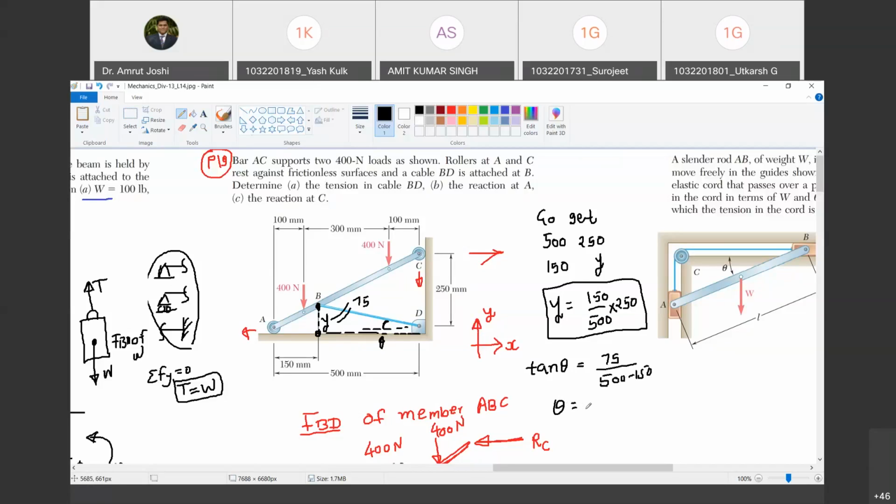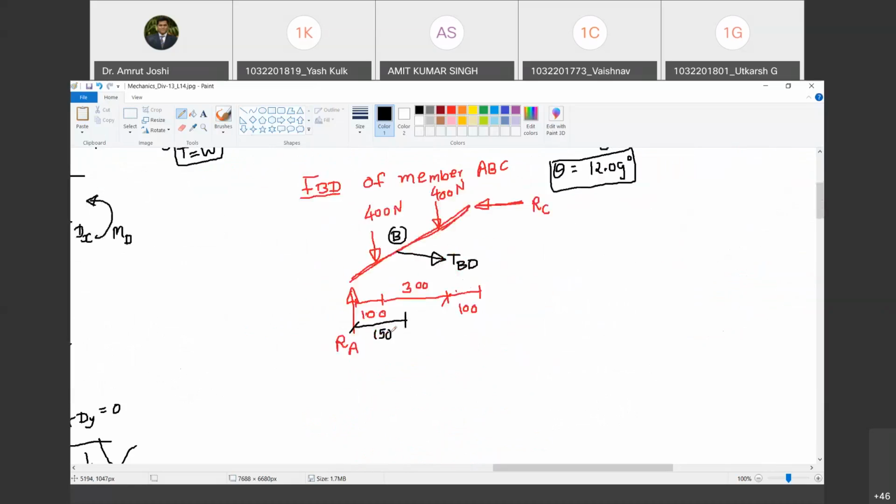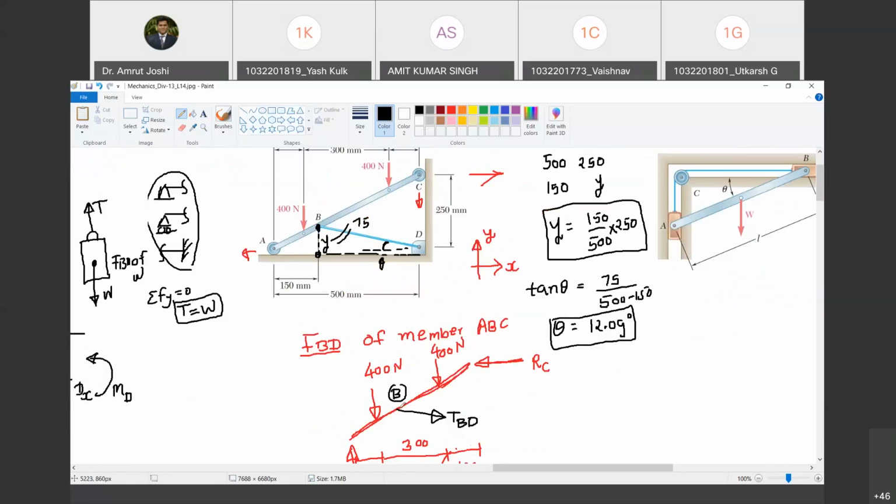Shift tan, inverse of 75 over 350. Sir, it's 3.74. 3.74 degrees? No, it's wrong. 12.09 is the correct answer. 3.7 is not correct, look at your calculator, it should be 12.09 degrees. Are you with me? I am also getting this answer. So we have calculated theta. So can I write that theta here? Yes, it is the angle made by TBD with horizontal. So this is theta.